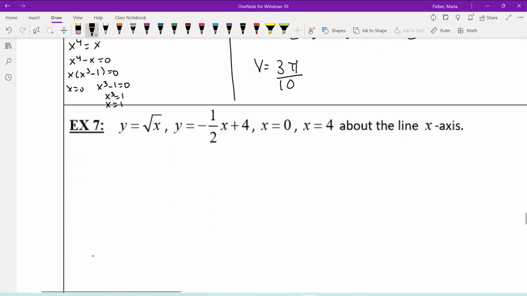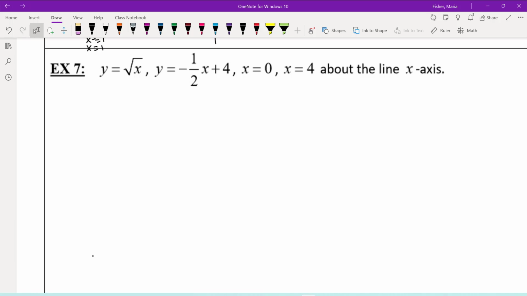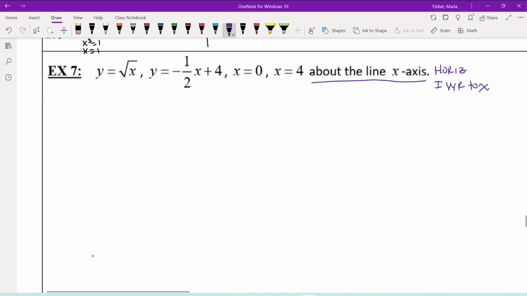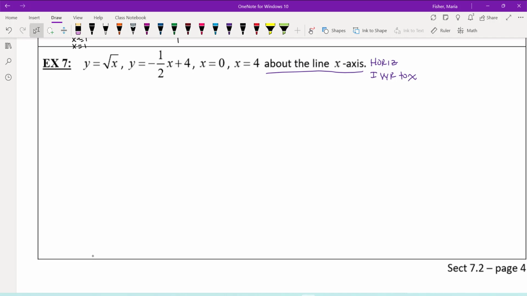Number 7, we have y equals the square root of x, y equals negative 1/2 x plus 4, x equals 0, and x equals 4, and we're going to rotate this about the x-axis. So the x-axis, again, is horizontal. Since it's horizontal, what we know is that we are going to integrate with respect to x. Let's draw a region so that we can find the limits of integration, and we can find our radius.